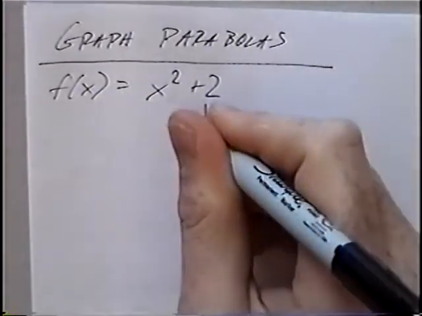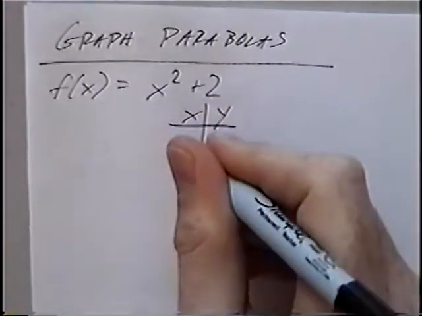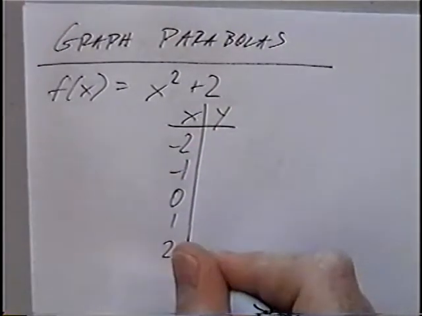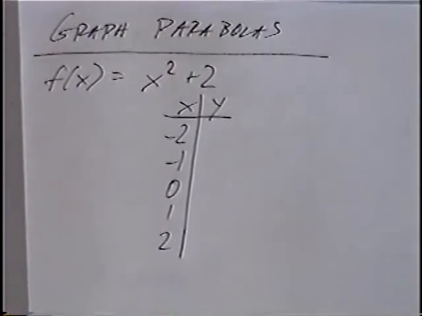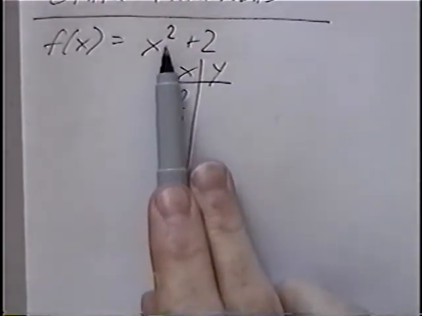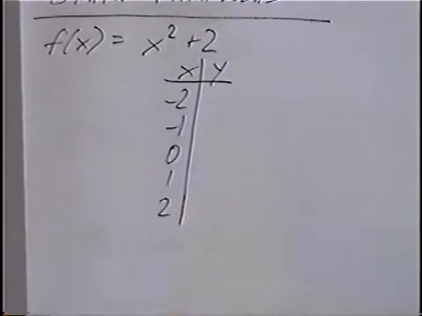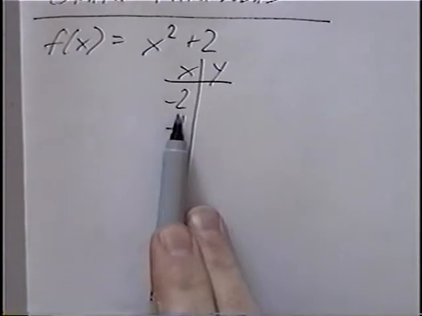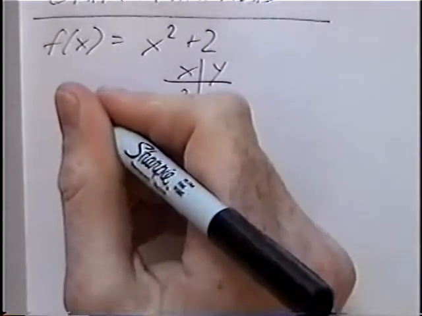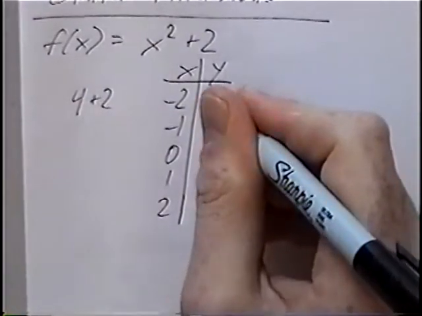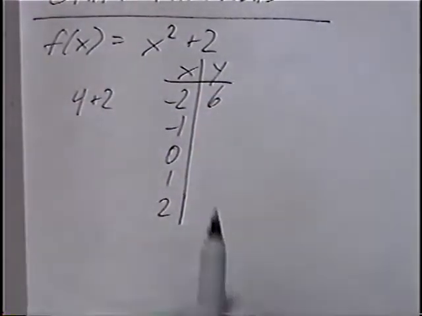We'll make a t-table, and we'll use the numbers -2 down to +2. For this question, we'll be squaring the numbers first and then adding 2 to the value. So for the first problem, we have -2 squared. -2 times -2 would be +4, and adding 2 to that, our y value would be 6.